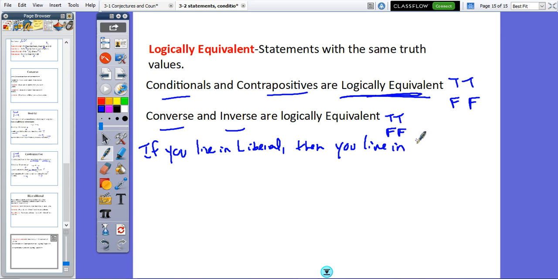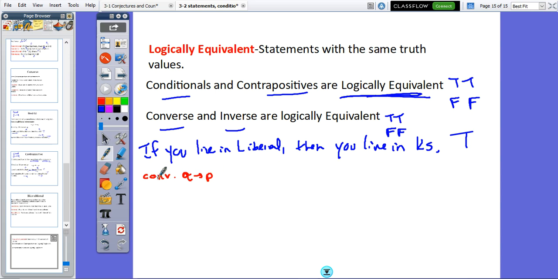Live in Kansas. Okay, so that was our original statement. That was a true value. So you live here in Liberal, you live in Kansas. Okay, what happens if we do a converse? Let's do the converse. Remember, a converse came in the form Q implies P. We flip it. So let's flip our statement.